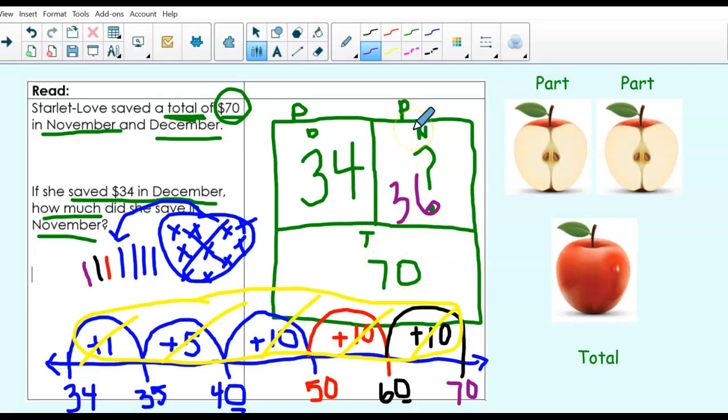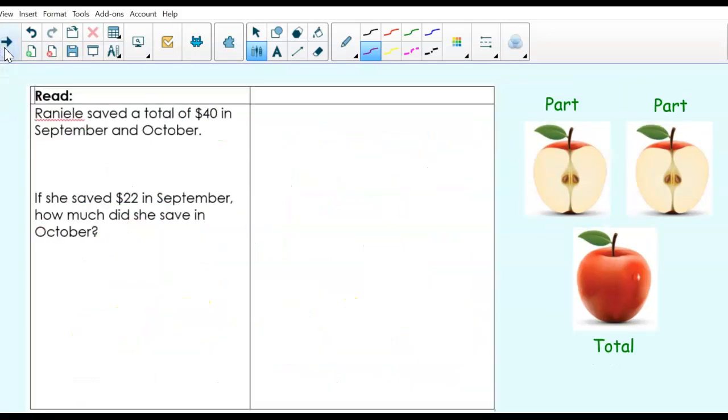Remember, boys and girls, you can always check your own answer by adding your answer with your other part, to see if you get your total. Remember, you can draw your base 10 blocks, 3 tens and 4 ones, and then 3 tens and 6 ones. Add them together and see if you get 70. I'm sure you will.